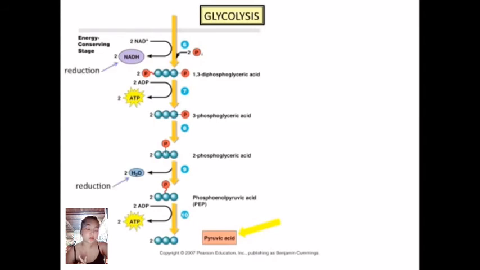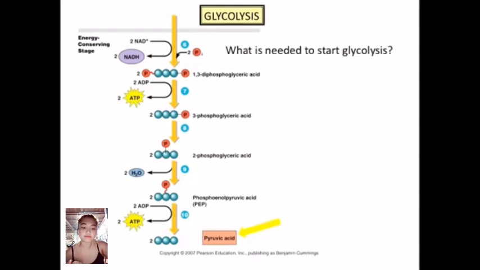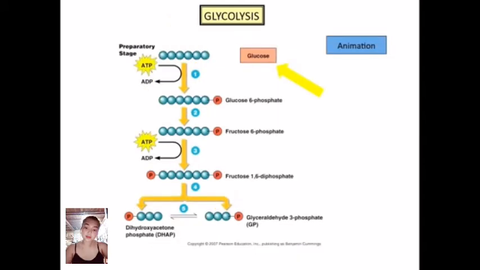You will notice that 2 reductions occur in these last 5 steps as NAD+ is reduced to NADH and water is produced. Oxidations occur simultaneously with the reductions. Notice that ATP is generated during the energy conserving stage as well. In order to start glycolysis, glucose, a 6-carbon molecule, is needed. Additionally, 2 molecules of ATP are needed for the preparatory stage of glycolysis. Pause this video and take a minute to look at the animation of glycolysis on microbiologyplace.com in Chapter 5.